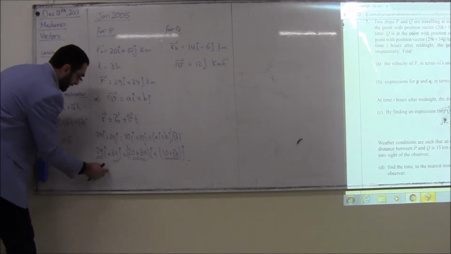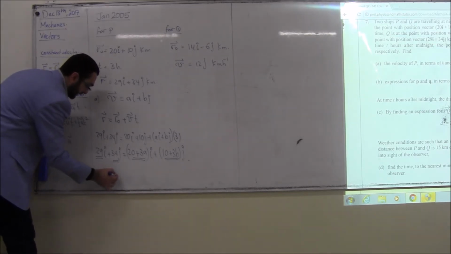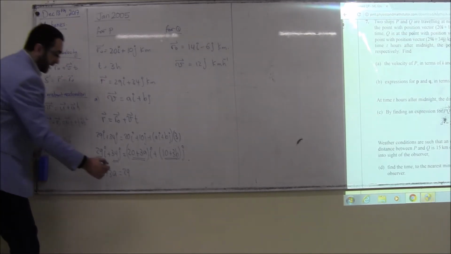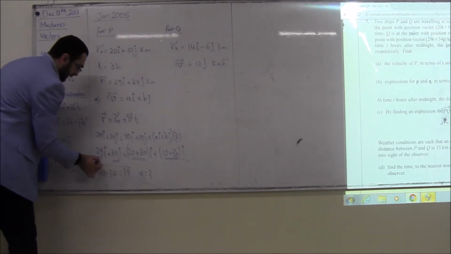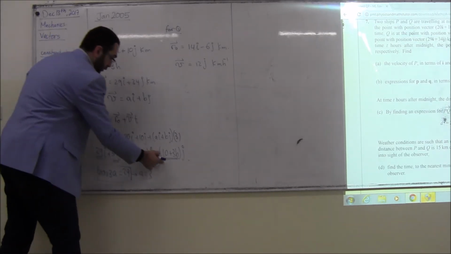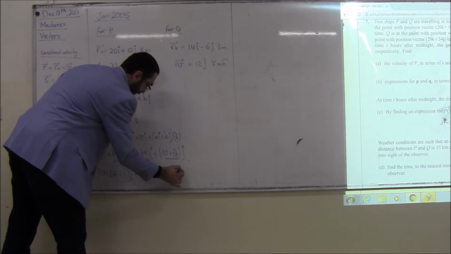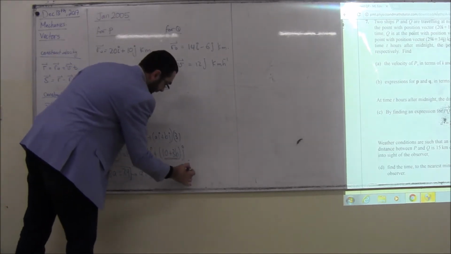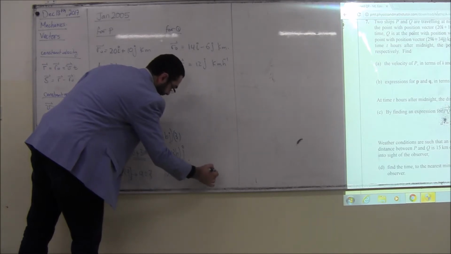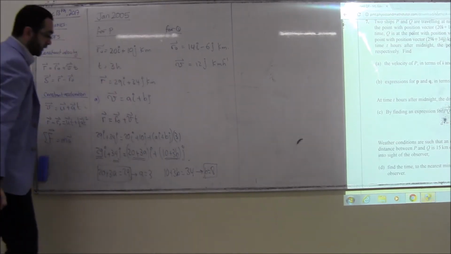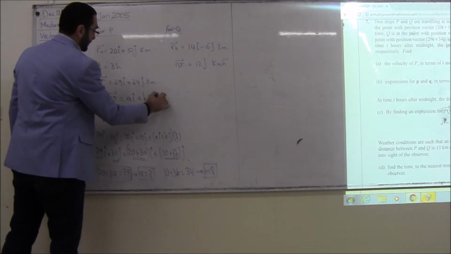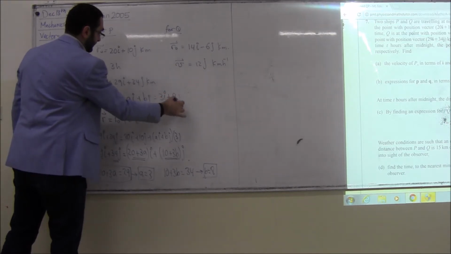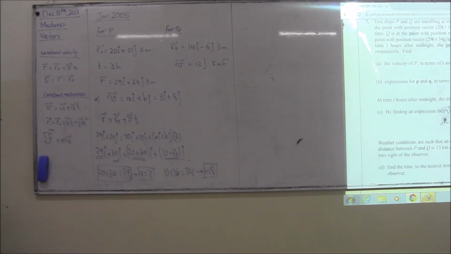Okay? 20 plus 3A equals 29. So A equals 3, right? Clear? A equals 3. 10 plus 3B equals 34, so B equals 8. So the velocity is now 3I plus 8J. This is the velocity. Clear? Any question?